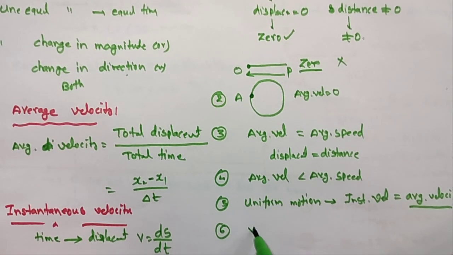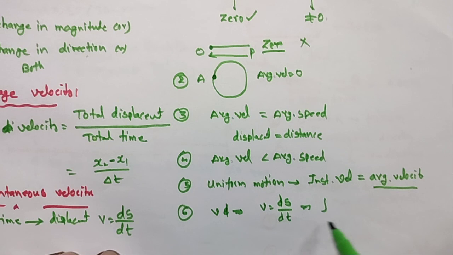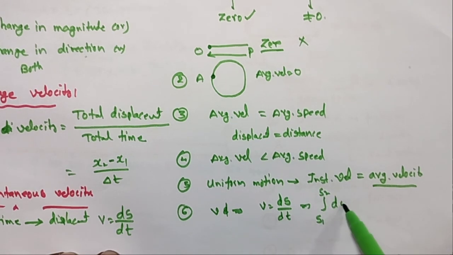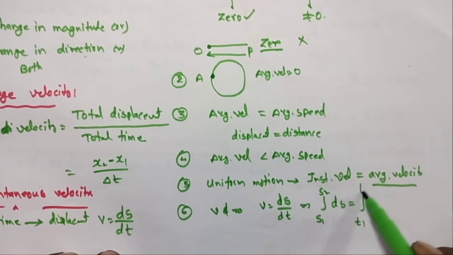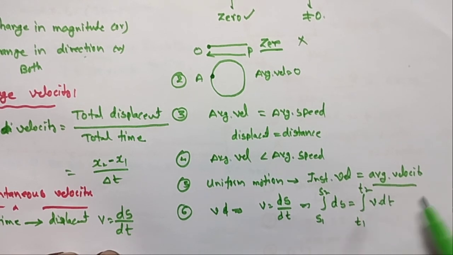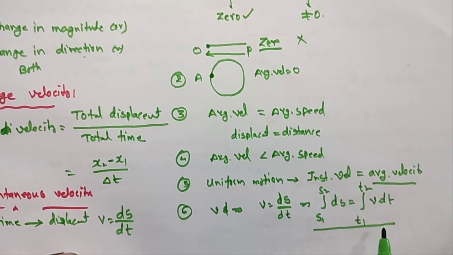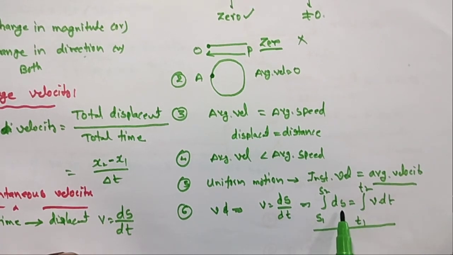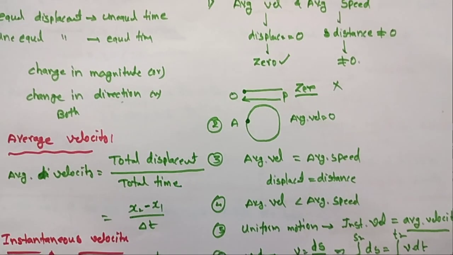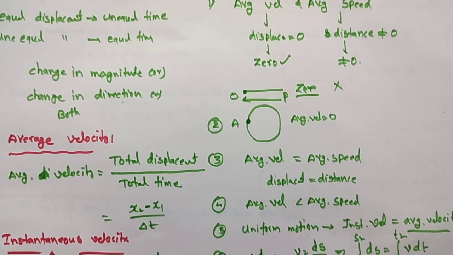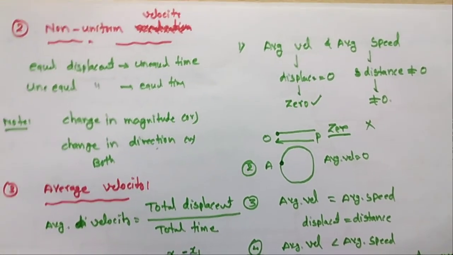Sometimes the velocity varies continuously. In this case, what formula do we take? V is equal to ds by dt. So that is the integral from s1 to s2 of ds equals the integral from t1 to t2 of v dt, used in non-uniform cases where the displacement and velocity change. At that time, we use the integration method. So this completes speed, types of speed, velocity and types of velocity.